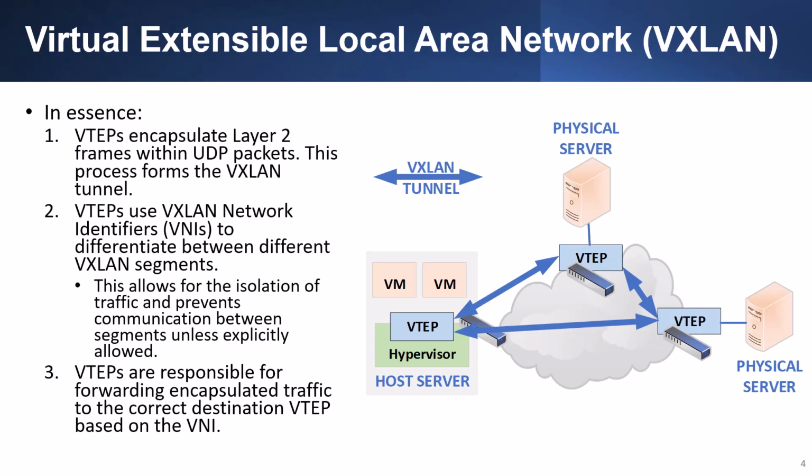In essence, VTEP encapsulates Layer 2 frames with UDP packets. This process forms the VXLAN tunnels. VTEP uses VXLAN network identifiers, or VNIs, to differentiate between the different VXLAN segments. This allows for the isolation of traffic and prevents communication between segments unless explicitly allowed. VTEPs are responsible for forwarding encapsulated traffic to the correct destination VTEP based on the VNI.